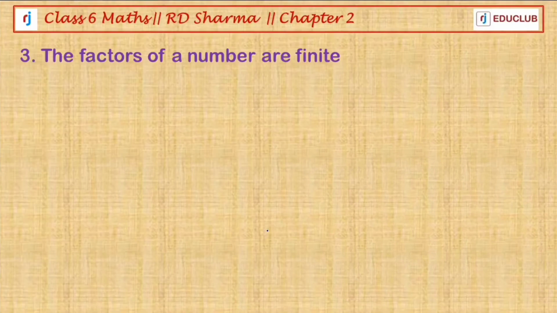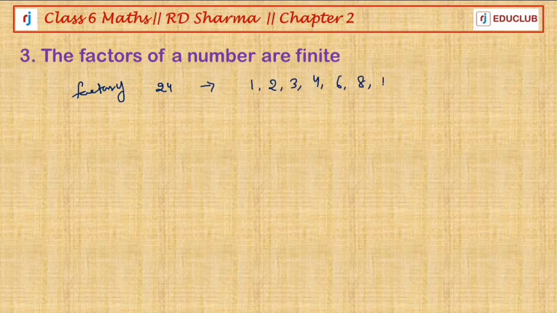The factors of a number are finite. We have seen the factors of a number are always finite. We have just seen, factors of 24 are 1, 2, 3, 4, 6, 8, 12 and 24. These are finite. Only 8 factors are there of 24. We cannot have more factors than this. So, the factors of a number are always finite.